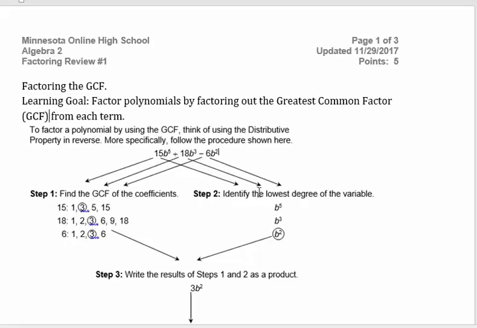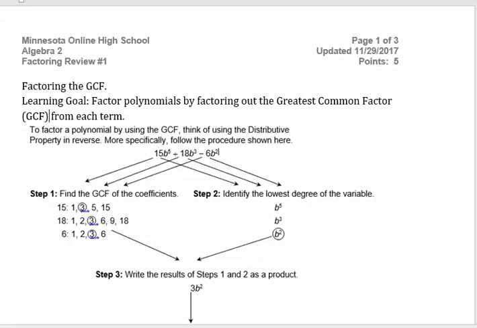Now there's also a b squared in every one. There's a b squared and a b cubed and a b to the 5th. Only the b squared could be factored from each. So use the lowest exponent on a common variable. If there was not a b in every one, then you couldn't use the b squared as the common factor. So we put those two parts together, 3b squared. That's our greatest common factor.